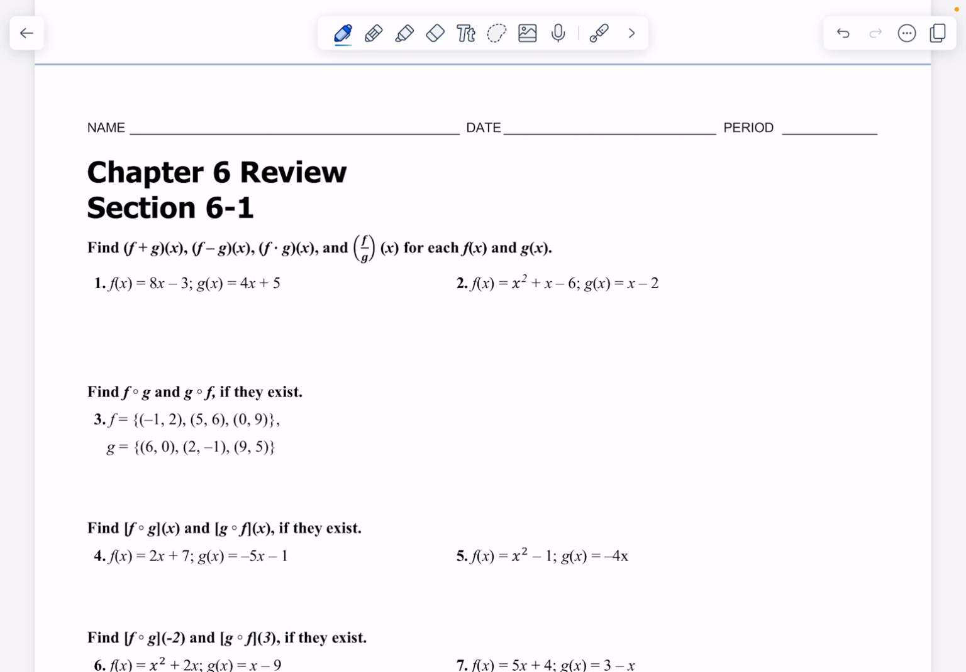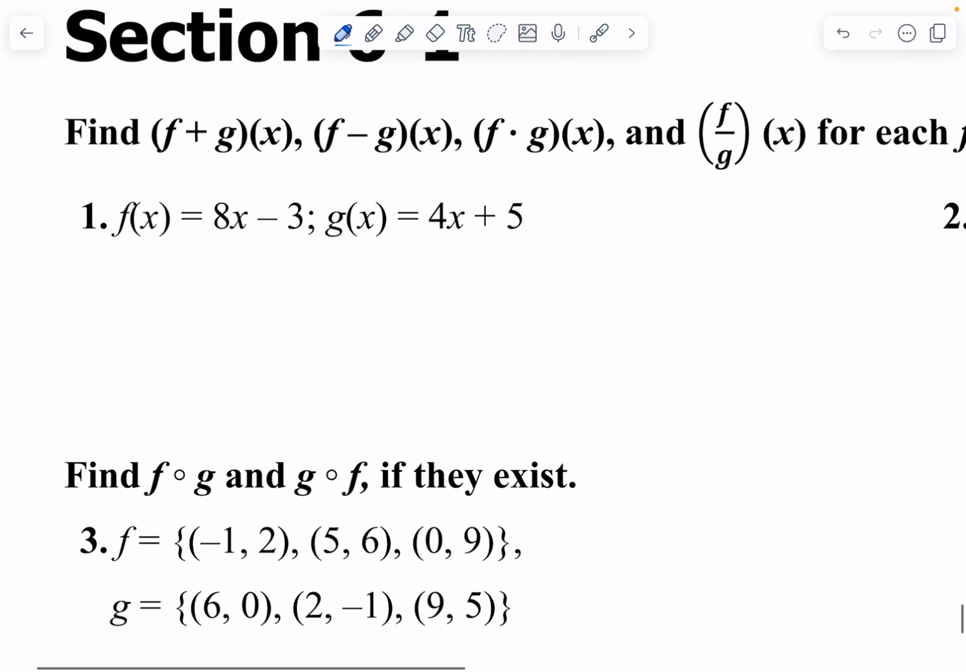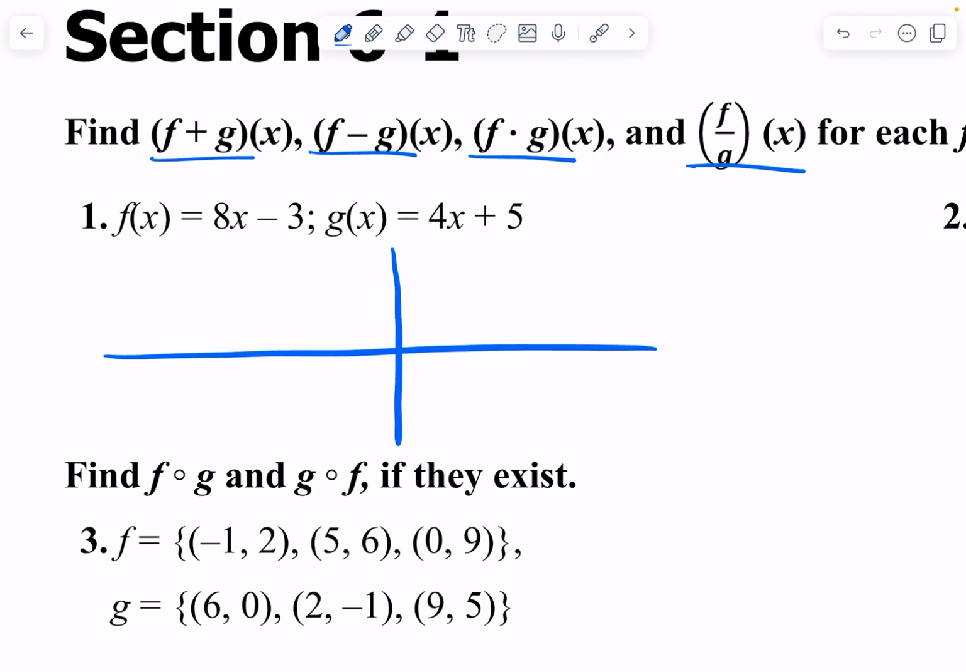Okay, so number 1 and number 2, there's quite a bit of work that you have to do because they want you to add, subtract, multiply, and divide for each one of those. Okay, so I'm going to separate this into like 4 pieces. I'm going to do a grid that looks like this, and we're going to add, subtract, multiply, divide. Okay, so when we're adding f and g together, f is 8x minus 3 and g is 4x plus 5. So this is what the addition looks like.